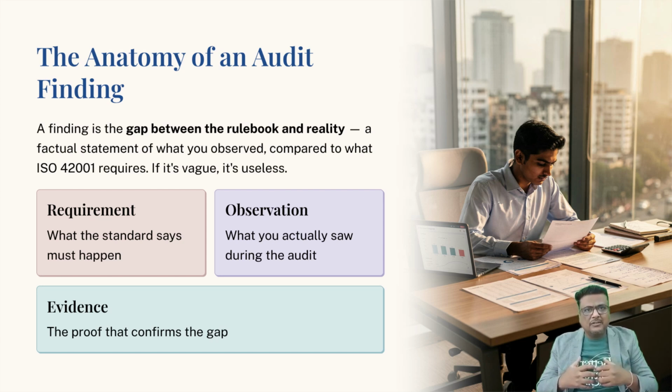So now that we have mastered the core concept that an audit finding is simply the gap between the standard and the actual performance, you might be wondering how we structure these observations so they don't just sound like complaints. Well, that brings us right to our next step, the golden rule of evidence-based reporting.